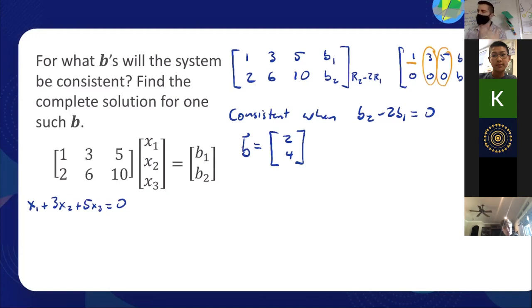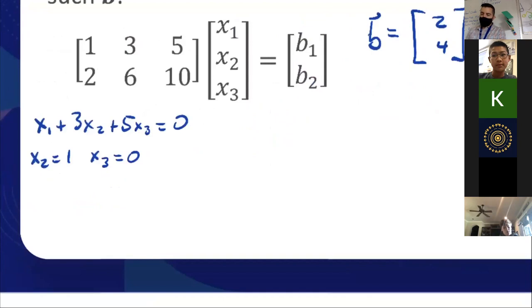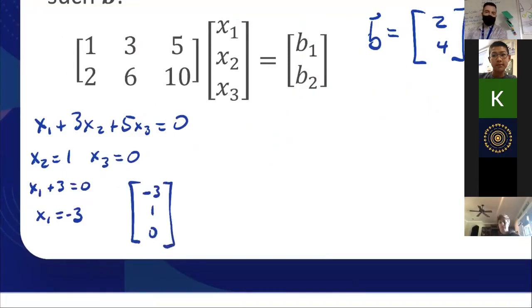We need 2 different vectors in the null space to make Ax equals 0, however you want to think about that. So we're going to let x2 be 1, x3 be 0 to get one of them. So I'll have x1 plus 3 equals 0, which means x1 is -3. We have -3, 1, 0. Again, plug it in for x1, x2, x3, and you should see that you'll get 0 for both equations. Or take the dot product of this and the rows of A, and you'll get 0 for both.